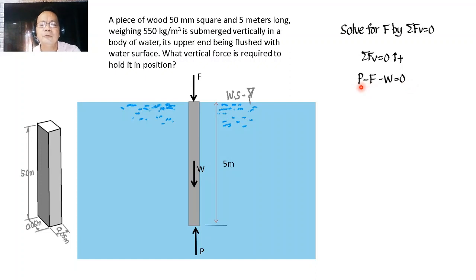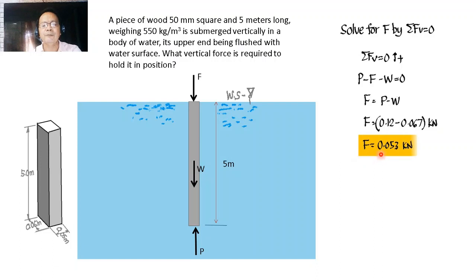Since we have computed for this P and W, we can solve for F, F being equal to the difference between P and W. Hence, this will be equal to 0.12 minus 0.067 kilonewton, and therefore the value of F necessary to keep it in that position is equal to 0.053 kilonewton.